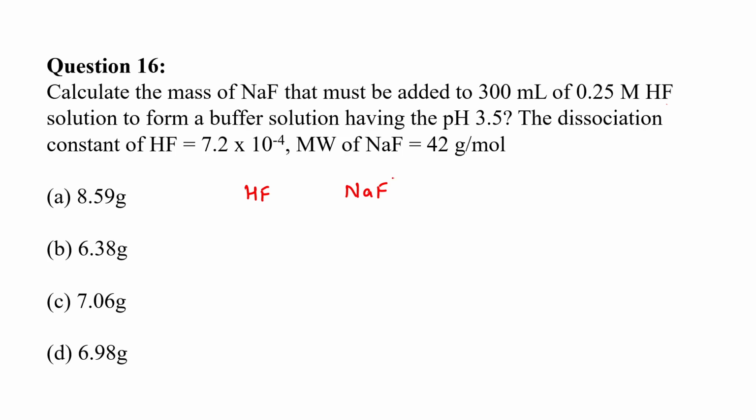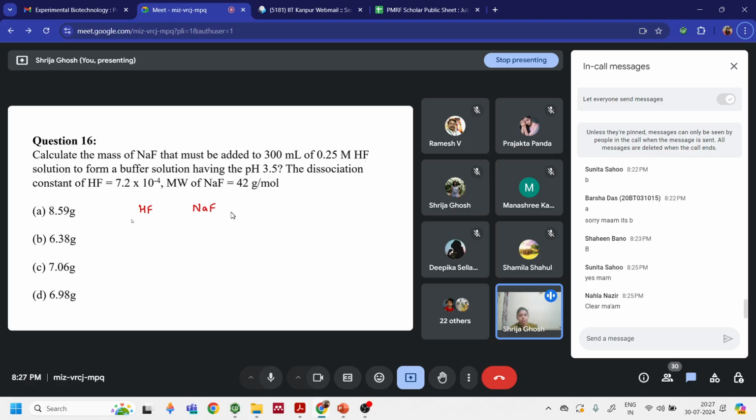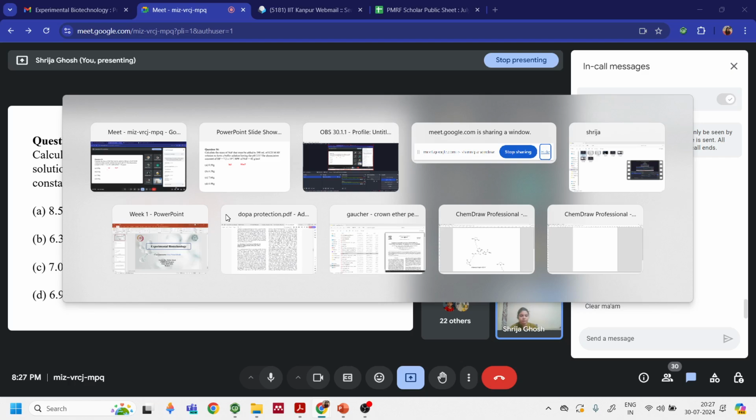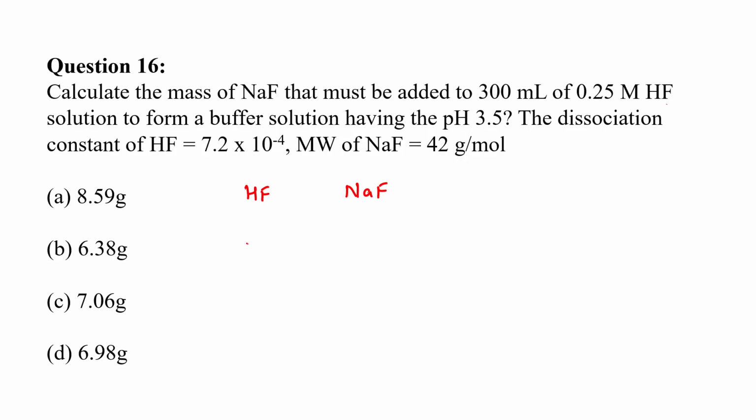So what equation are we going to use here? We are going to use the Henderson-Hasselbalch equation. If you remember, in one of the questions previously, we discussed the Henderson-Hasselbalch equation, that was pH is equal to pKa plus log of salt concentration upon acid concentration, right? So we have the pH value here, we have the pKa value.